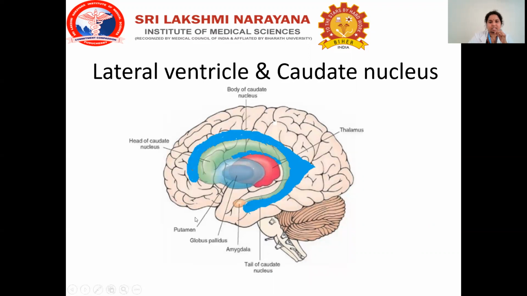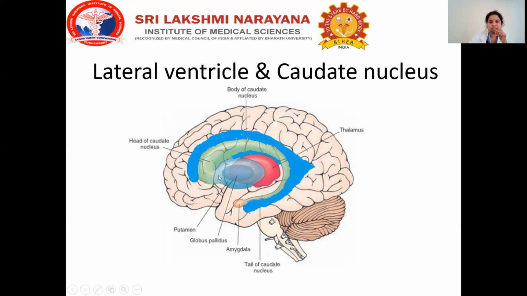Lateral ventricle is a C-shaped cavity, and it follows the structure of caudate nucleus. The anterior horn is related to head of the caudate nucleus. The body is related to body of the caudate nucleus. The tail of the caudate nucleus is related to the inferior horn of the lateral ventricle, whereas posterior horn of the lateral ventricle is not related to the tail of caudate nucleus.